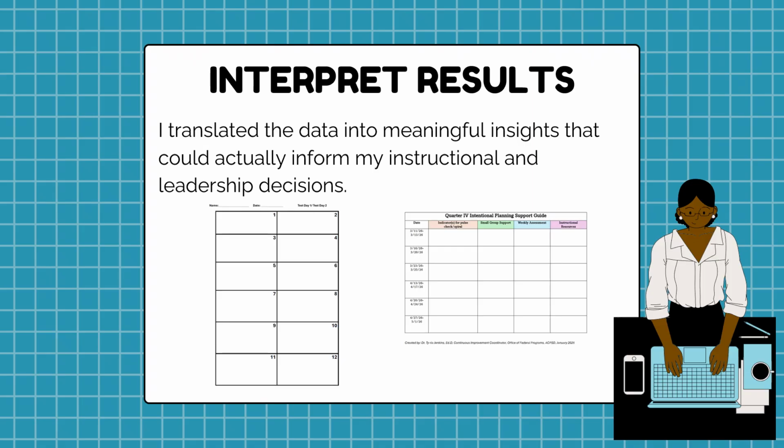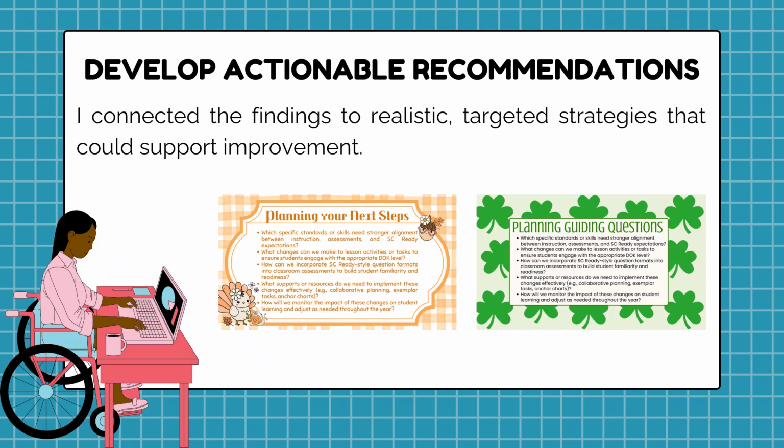Developing actionable recommendations is one of the most critical steps. I've seen plans that identify gaps but don't clearly outline what to do next. So I focused on creating targeted, realistic strategies that teachers and leaders could actually implement. These recommendations are directly tied to the data and focus on both subgroup and whole class support. This step reflects my belief that data should always lead to action.